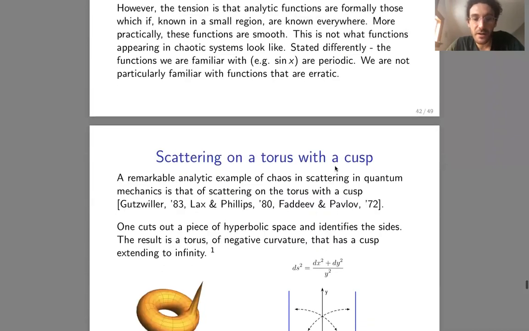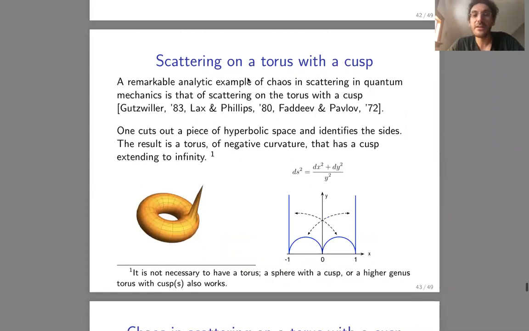There is, however, a remarkable analytic example of chaos and scattering in quantum mechanics, where it's chaotic and you can get an analytic function. Let me briefly describe that. It's not really related to the rest of the talk, aside from having the same combination of words. This example was discussed earlier. This is going to be scattering on a torus with a cusp, which is what's drawn here.